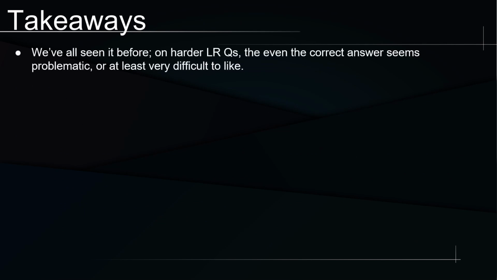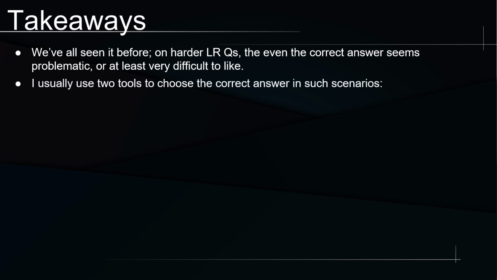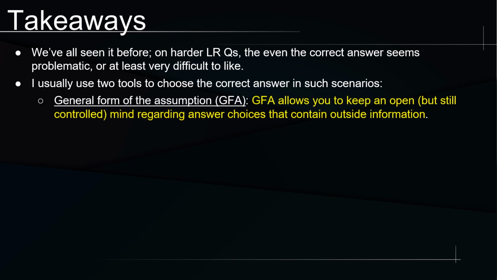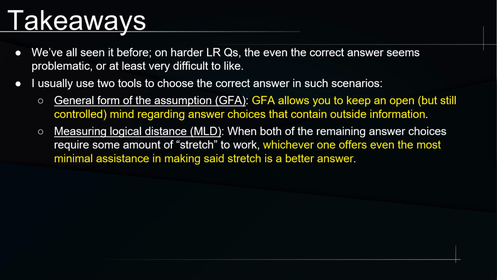So, takeaways. We've all seen it before on harder LR questions: even the correct answer seems problematic or at least very difficult to like. And as I showed here, I usually use two tools to choose the correct answer in these scenarios. GFA is the first one, and the MLD is the second one. To just recap it real quickly, the special thing about GFA is that it allows you to keep an open mind regarding answer choices that contain outside information.